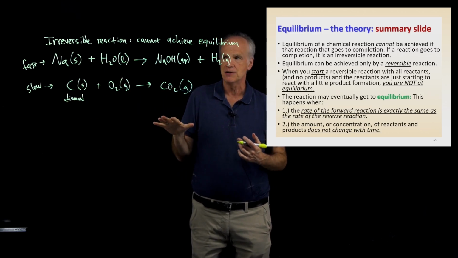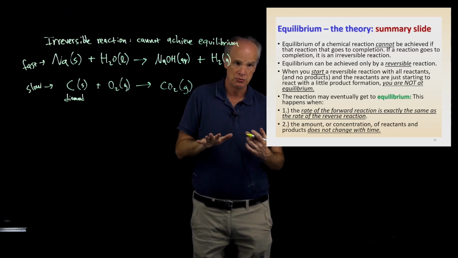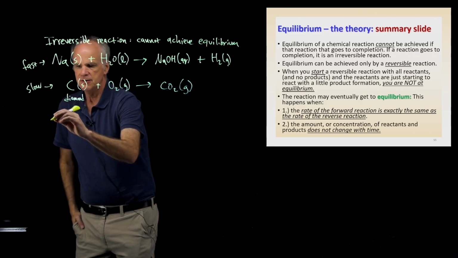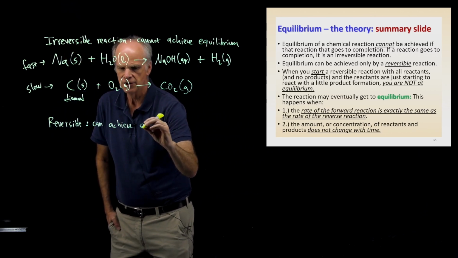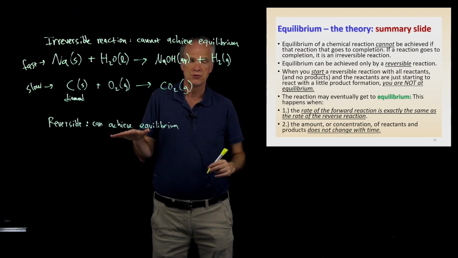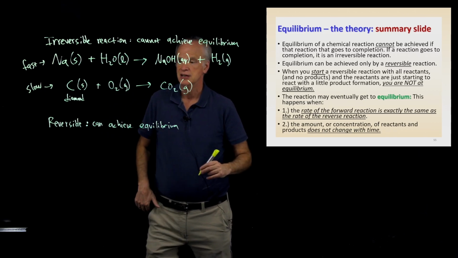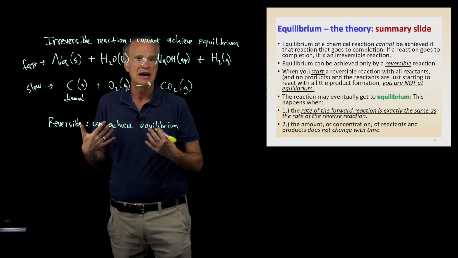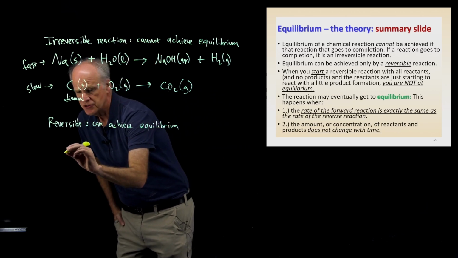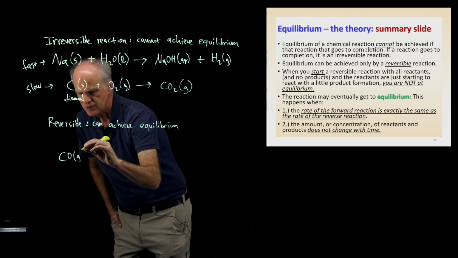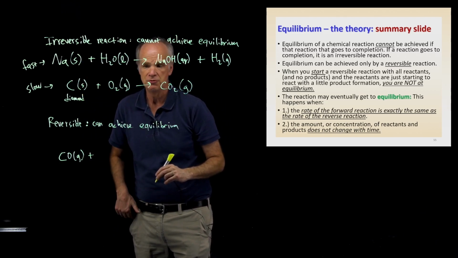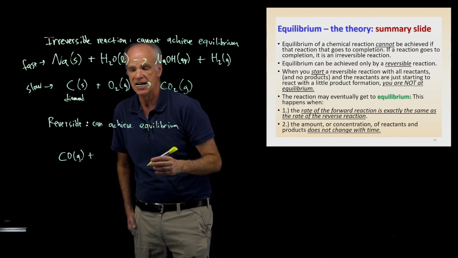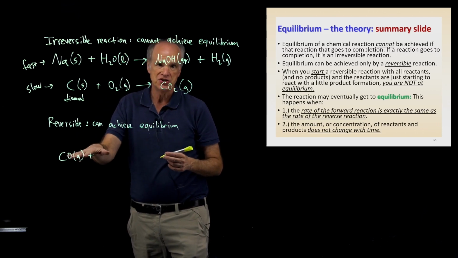Okay, so let's compare an irreversible reaction to a reversible reaction. Here I'm going to write reversible, and note this can achieve equilibrium. A great example of a reversible reaction is the one mentioned in your textbook. Here you might have, in a closed container, some carbon monoxide gas, and also in that container another reactant, which would be water vapor, water in the gaseous state. The conditions here could be fairly hot to keep the water in the gaseous state.